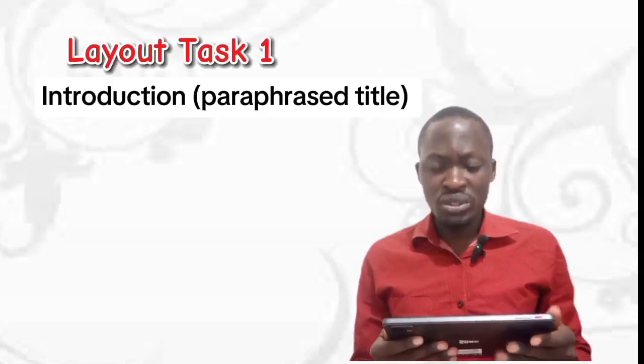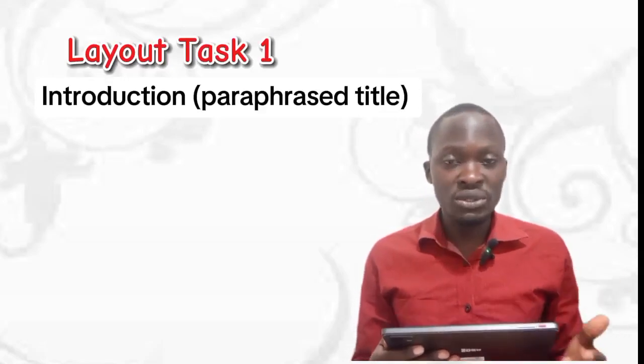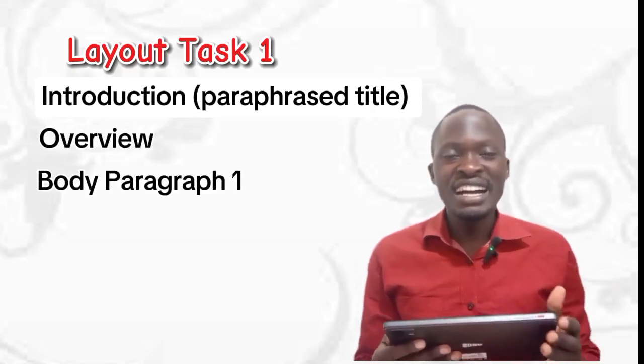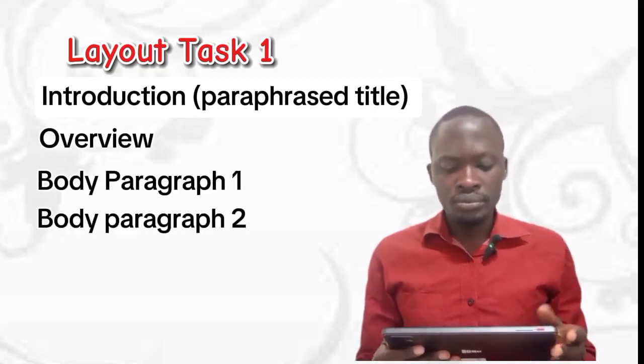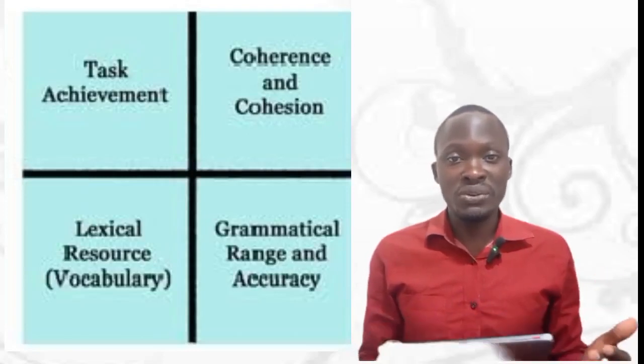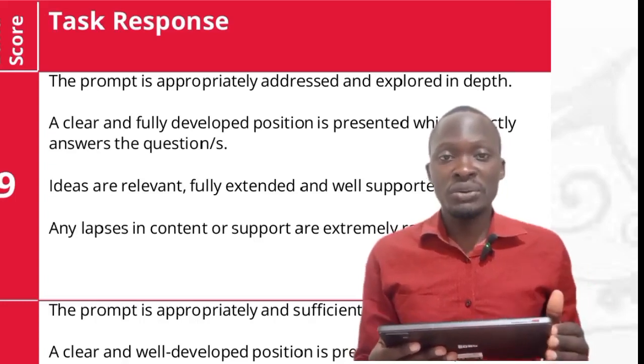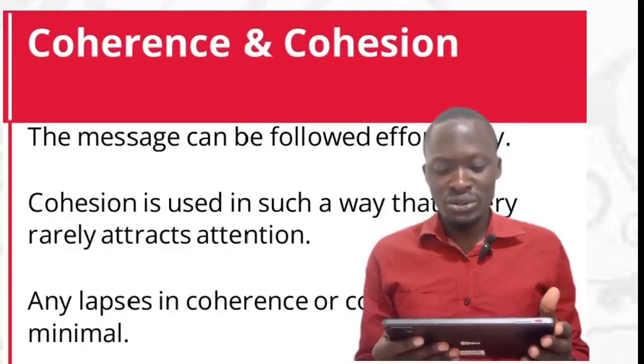So first of all, the layout in task 1 is you start with the introduction, which is like a paraphrased title, and then you go ahead with the overview, then body paragraph 1, and then body paragraph 2. So let's first go through the band descriptors for task 1 writing. First and foremost, we have task achievement, which includes answering all parts of the question, and then coherence and cohesion.